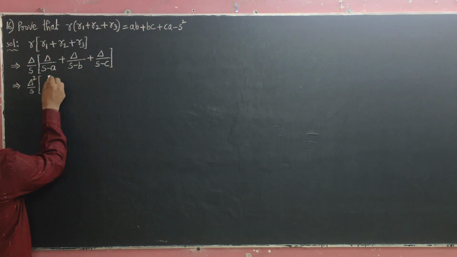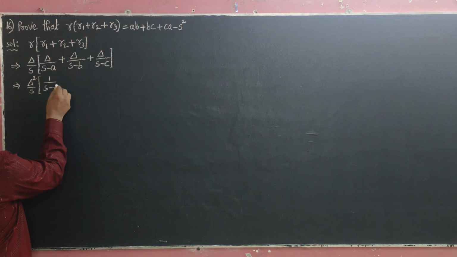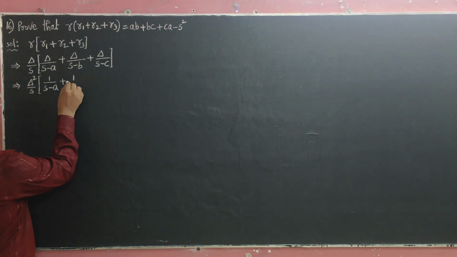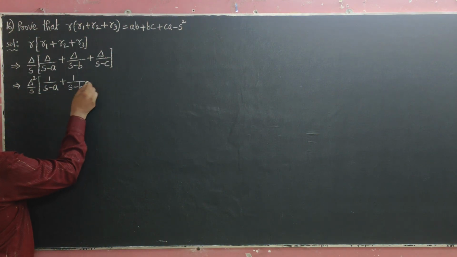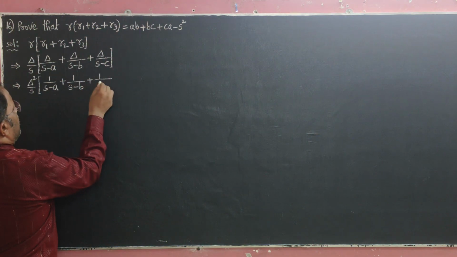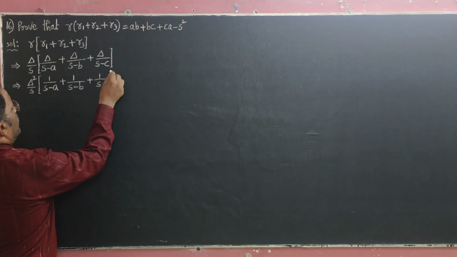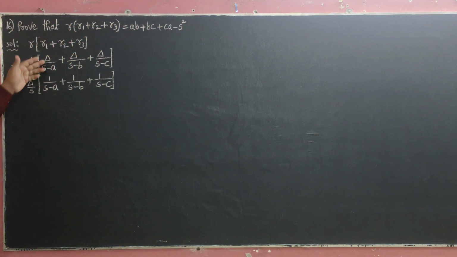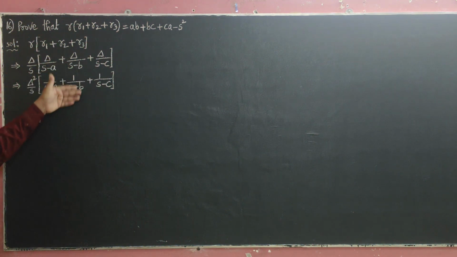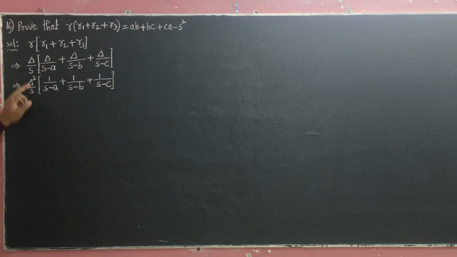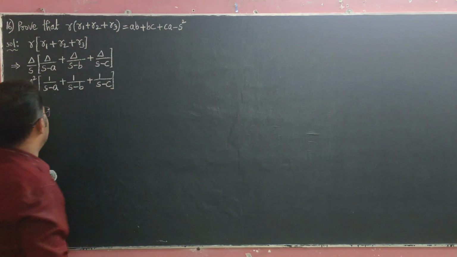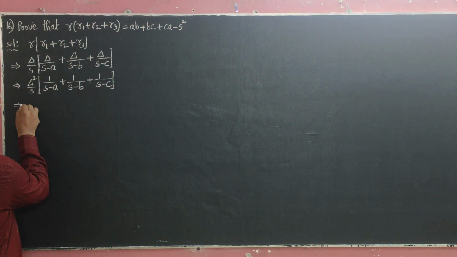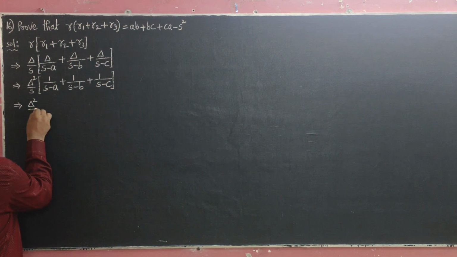Taking delta common, the remaining is 1 by s − a, plus 1 by s − b, plus 1 by s − c. Clear? We took delta common. Outside there is already a delta, so one more delta gives delta into delta, delta square. So outside again as it is, delta square by s.